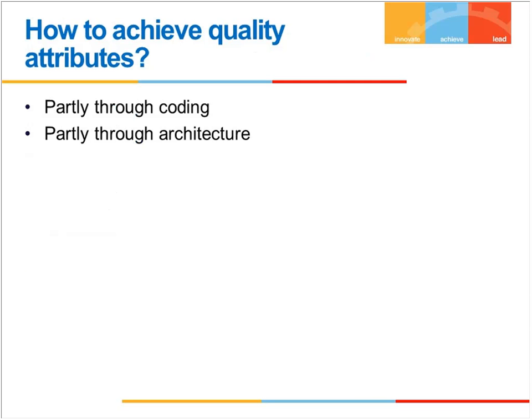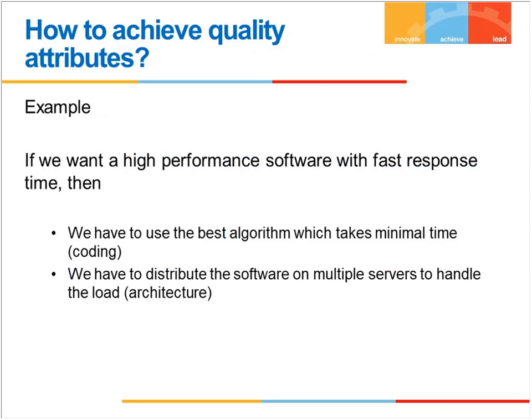So how do we achieve these quality attributes? Partly we have to achieve this through our coding. For example, if you're talking about performance, an efficient code will help in performance, but that alone may not be sufficient. So we may have to have other mechanisms to improve the performance when there are too many requests coming at the same time, right? So partly through coding and partly through architecture.